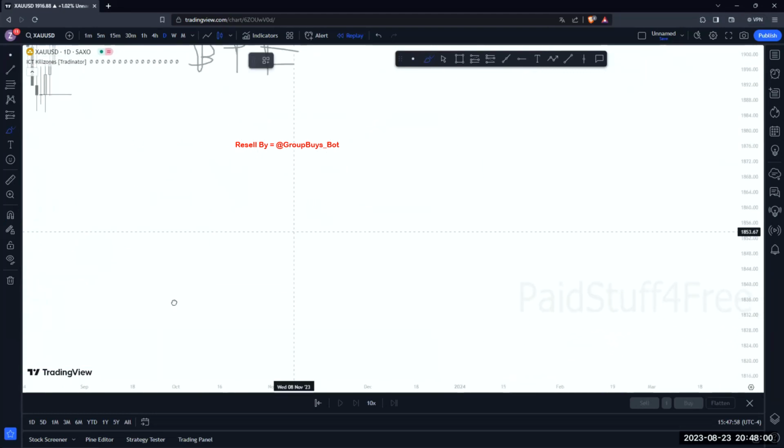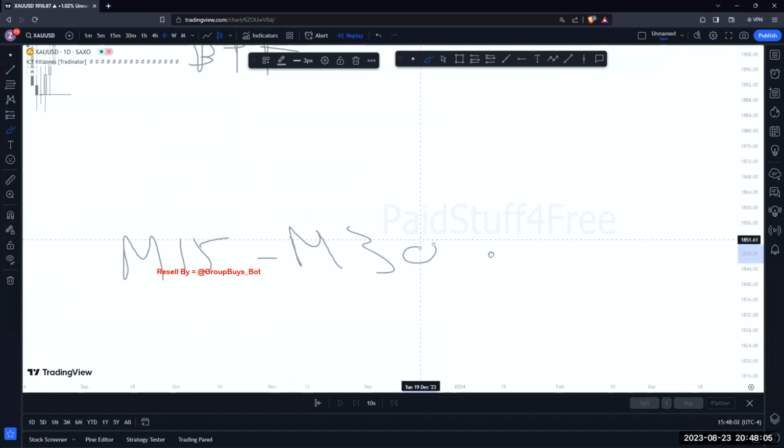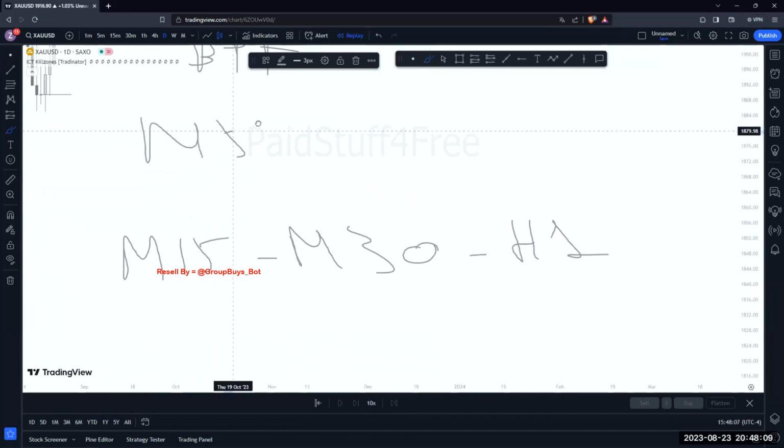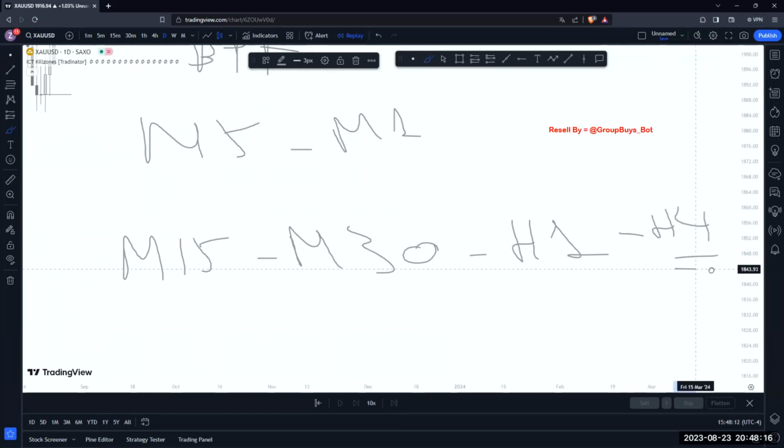Look, you're going to go to M15, M30, and H1. These are my favorite setups, right? So favorite time frames. You can do it with M5, M1, also H4. H4 is good, but H4 alone is not enough. You have to refine it.